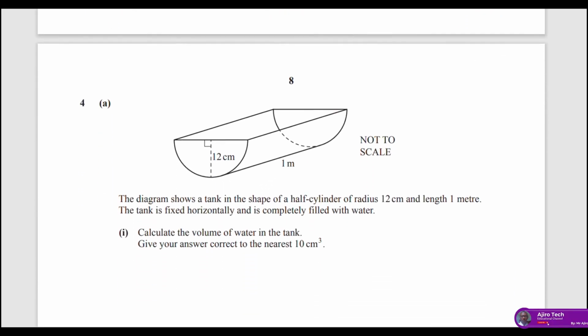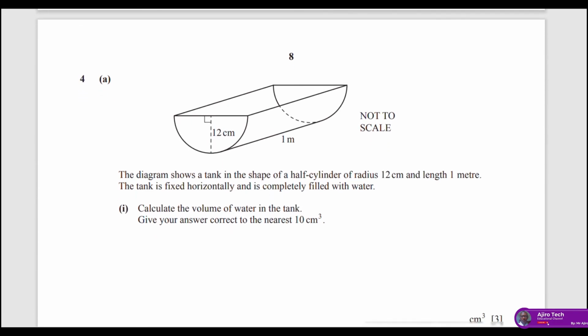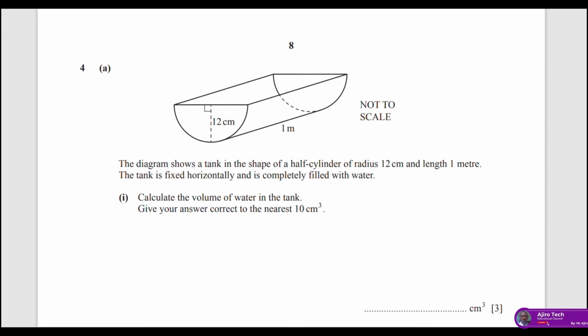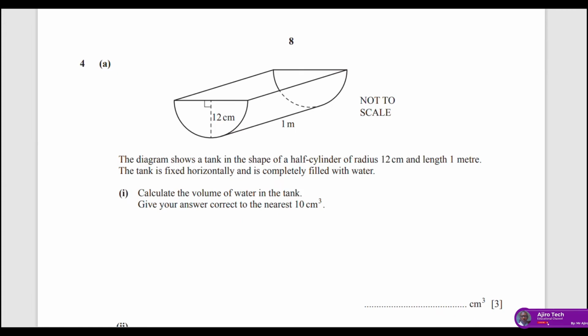A mensuration question. The diagram shows a tank in the shape of a half cylinder of radius 12 centimeters and length 1 meter. The tank is fixed horizontally and is completely filled with water. Calculate the volume of water in the tank. Completely filled with water, so just calculate the volume of the cylinder divided by 2.